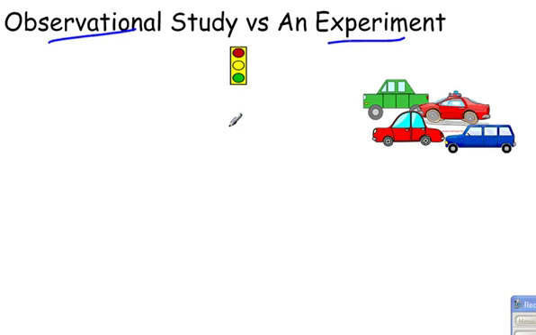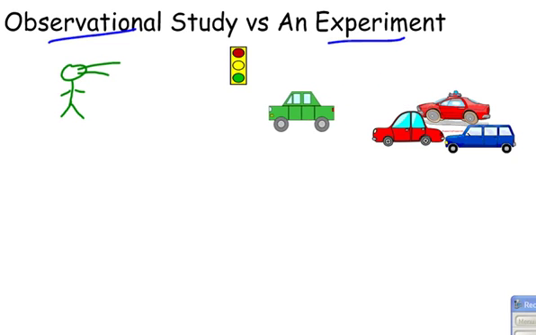So let me give you an example here. In an observational study, say I wanted to do a statistical study on the driving habits of people when they come to a yellow light. And I stand off to the side and I'm just watching to see what the cars are doing. So the first car comes by and it's a yellow light and they stop. And then once it turns green, they move on. And I record what happens.